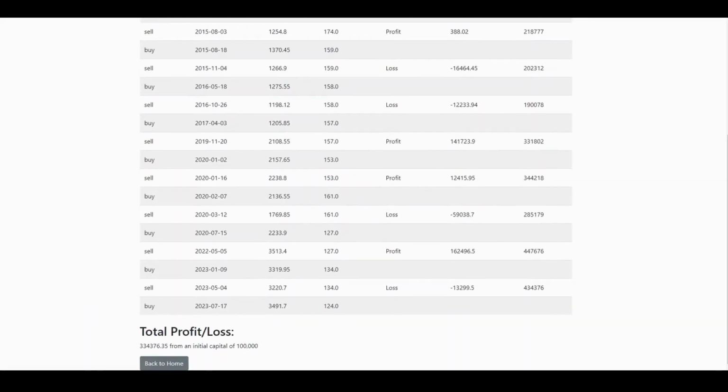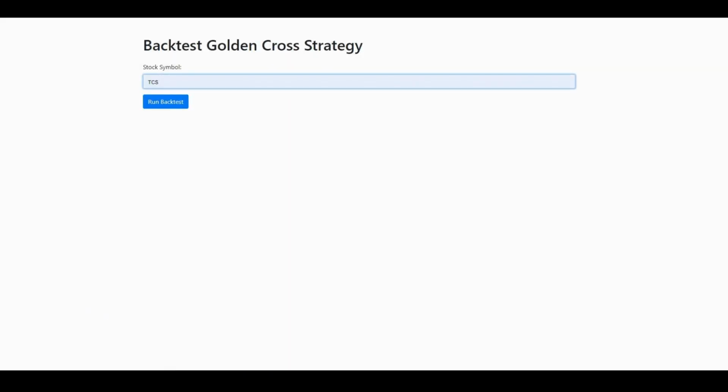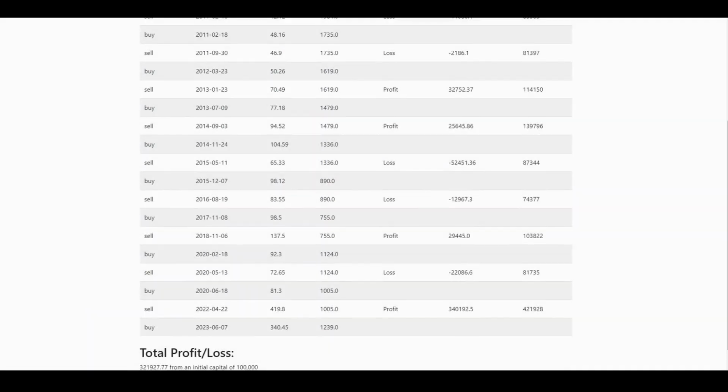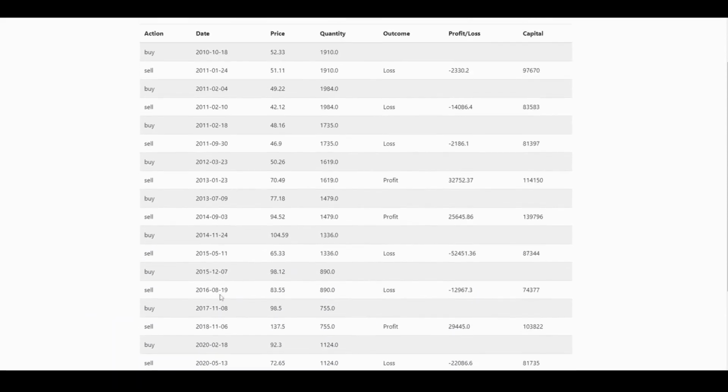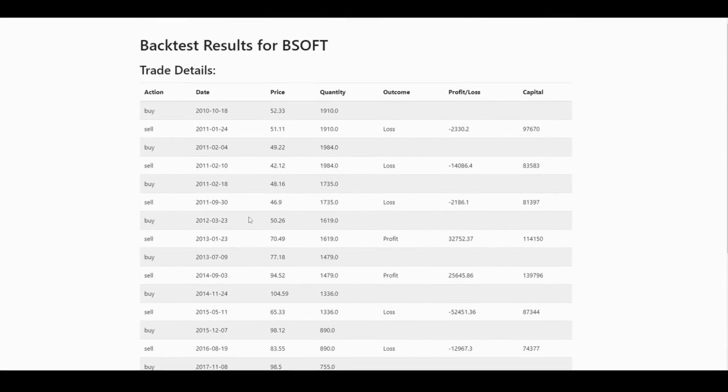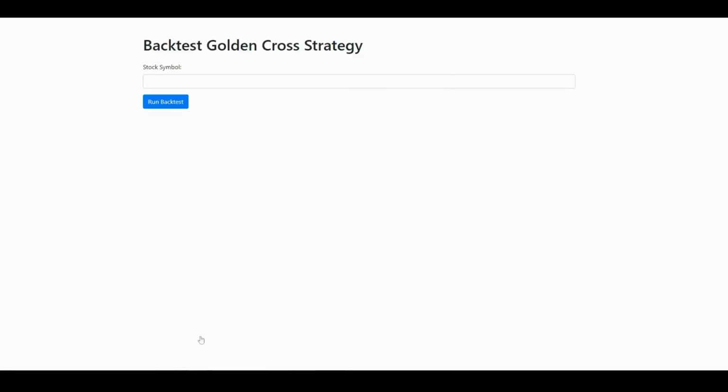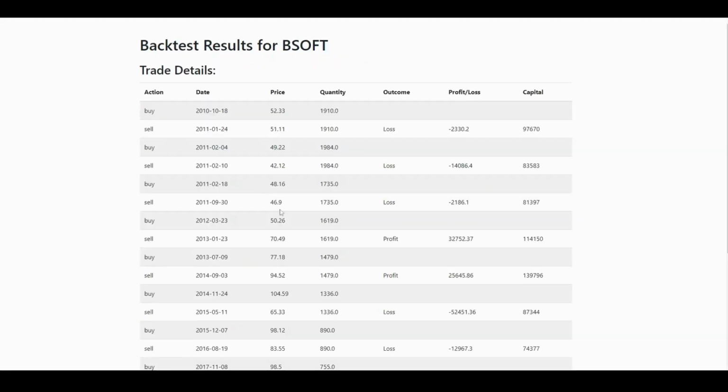On a more positive note, TCS and BSOFT showed impressive results. Both stocks generated around 3 lakh in profit from our initial capital of 1 lakh. Results suggest that the Golden Cross strategy was effective for TCS and BSOFT, providing significant returns over the 20-year period. To sum up, while BEL did not perform well with the Golden Cross strategy, TCS and BSOFT yielded substantial profits. This highlights the variability in strategy performance across different stocks.